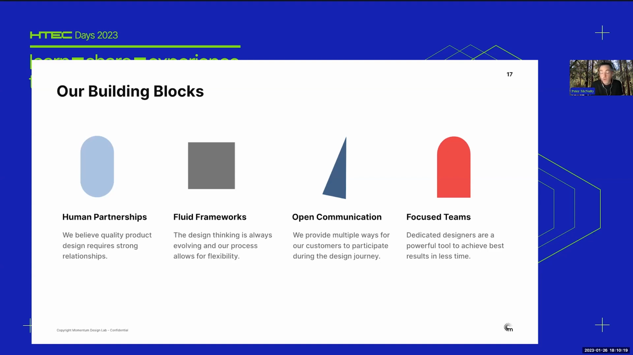Focus teams. All of our teams are focused, dedicated for the full life cycle of that engagement. We do that for a couple different reasons, but the primary is that the quality of work always goes up, as well as the speed of solutioning, which is critical.